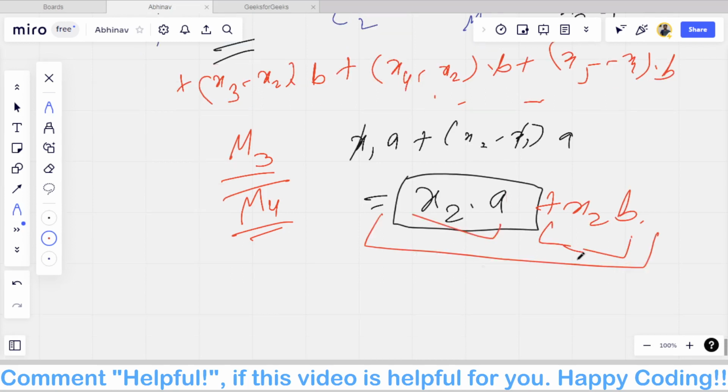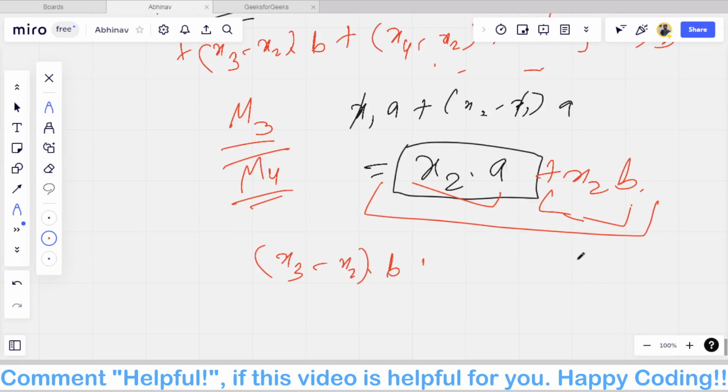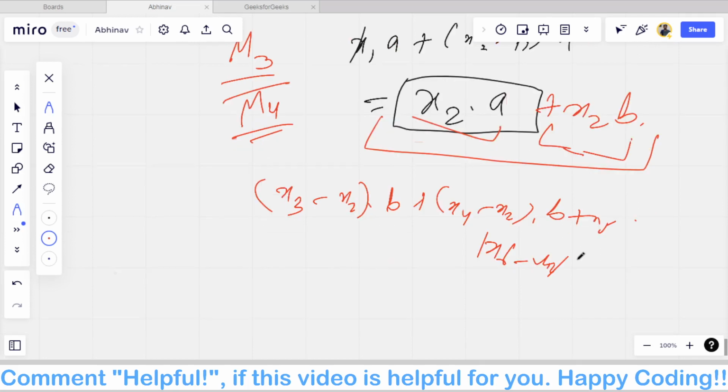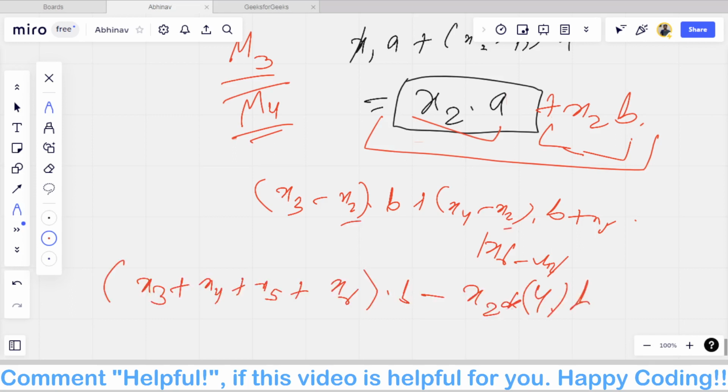And if we are conquering all the other kingdoms without moving, it is like x3 minus x2b plus x4 minus x2b plus x5 minus x2b plus x6 minus x2b. So it's basically x3 plus x4 plus x5 plus x6, into b, minus x2 into 4b.